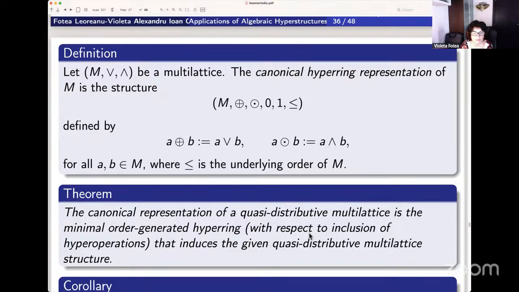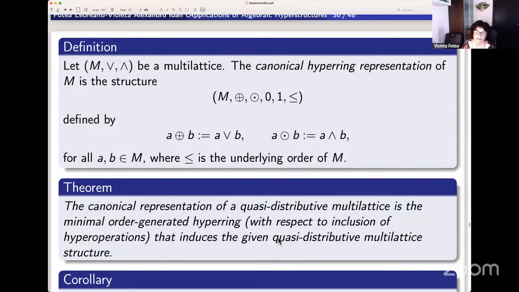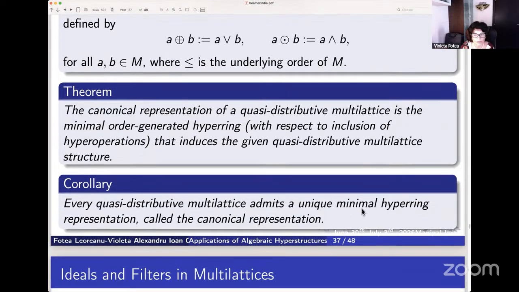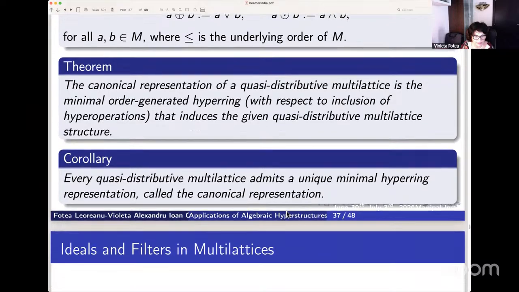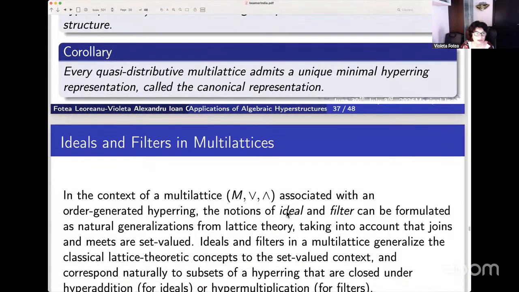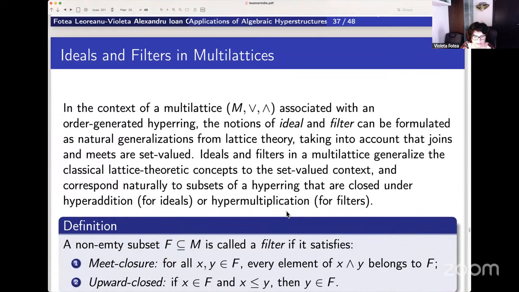And in this manner, we obtain a so-called canonical representation for a quasi-distributive multilattice. So the quasi-distributivity of the hyperrings is transferred to the multilattice, so the multilattice is quasi-distributive. Okay, every quasi-distributive multilattice admits a unique minimal hyperring representation. Some words about ideals and filters in these multilattices.